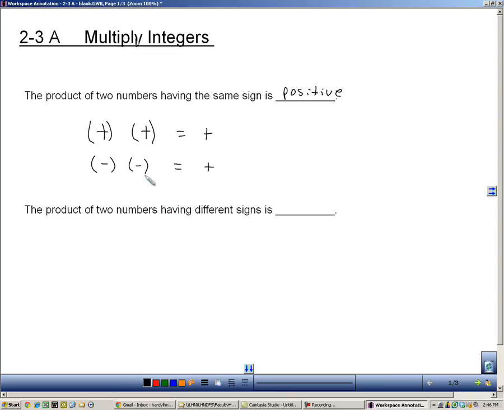So if the signs are the same, you're going to get a positive solution when you multiply. Down here, the product of two numbers having different signs is negative. So if you multiply a positive and a negative, you're going to get a negative. And if you multiply a negative and a positive, you're going to get a negative. So when you multiply integers with the same sign, you'll get a positive. When you multiply with different signs, you'll get a negative.